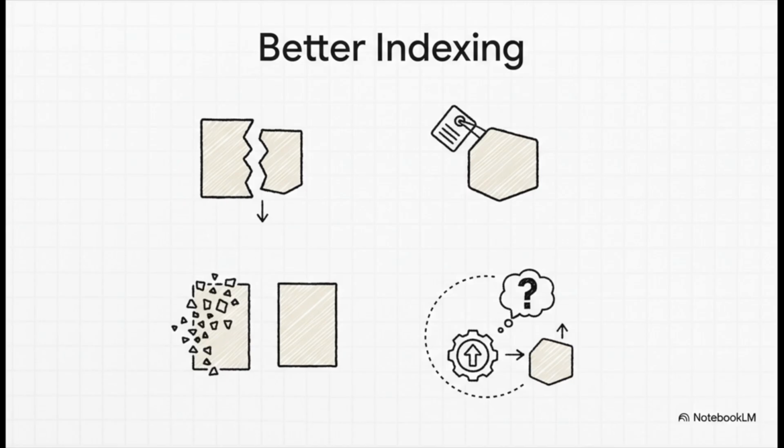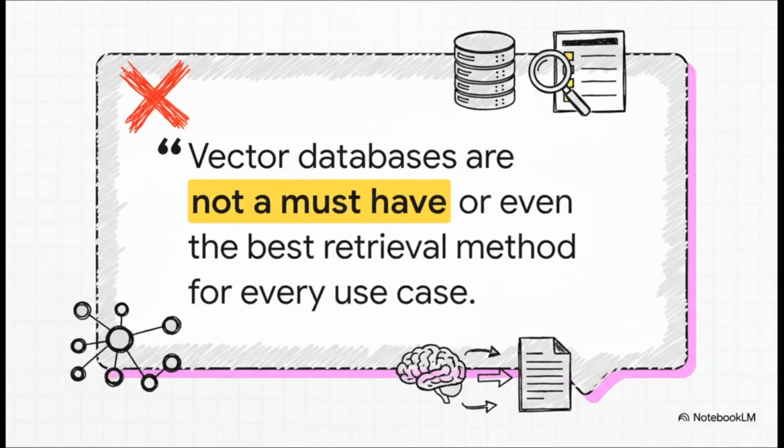We can also add metadata, things like a product ID or a date, to filter our search down before we even look for similarity. We can also index both tiny chunks for specific details and whole documents for the big picture. And here's a really clever trick. You can use an LLM to generate hypothetical questions for each chunk, which helps match how a real person would actually ask a question.